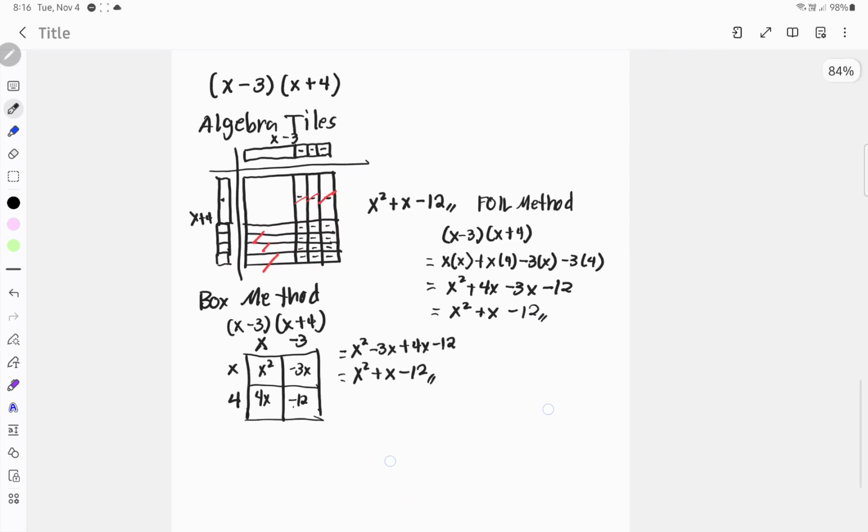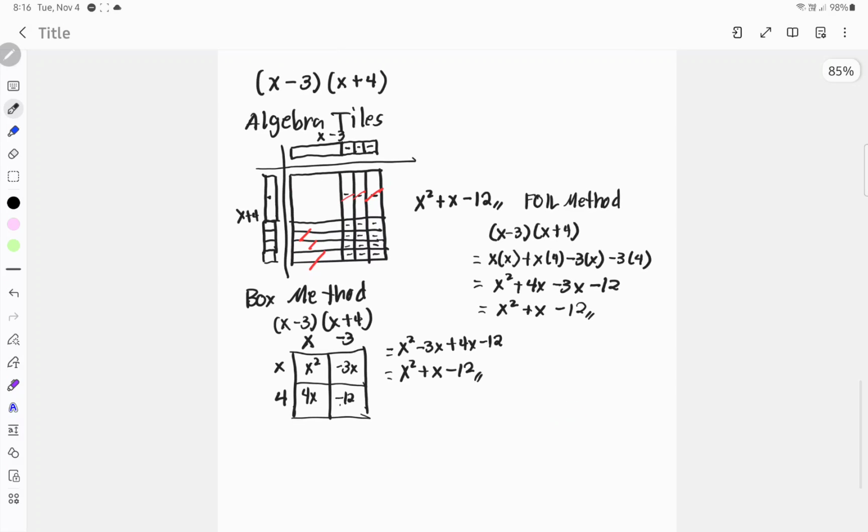So, in sense, there are 3 methods. However, looking at that, all the answers are the same. Whatever method you're going to use, all the answers would be the same.